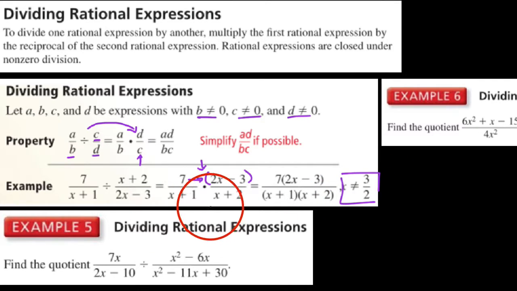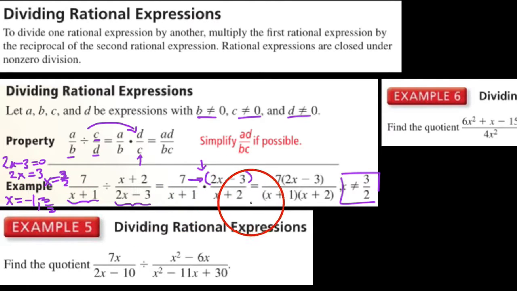This is something I want to talk about. They only list one restriction, but I want to make sure that when we look at this, this cannot equal 0, and this cannot equal 0. If x plus 1 equals 0, then x equals negative 1. If 2x minus 3 equals 0, this one involves a two-step process, and we get x equals 3/2. So with our initial expression, x cannot be equal to 3/2 or negative 1.